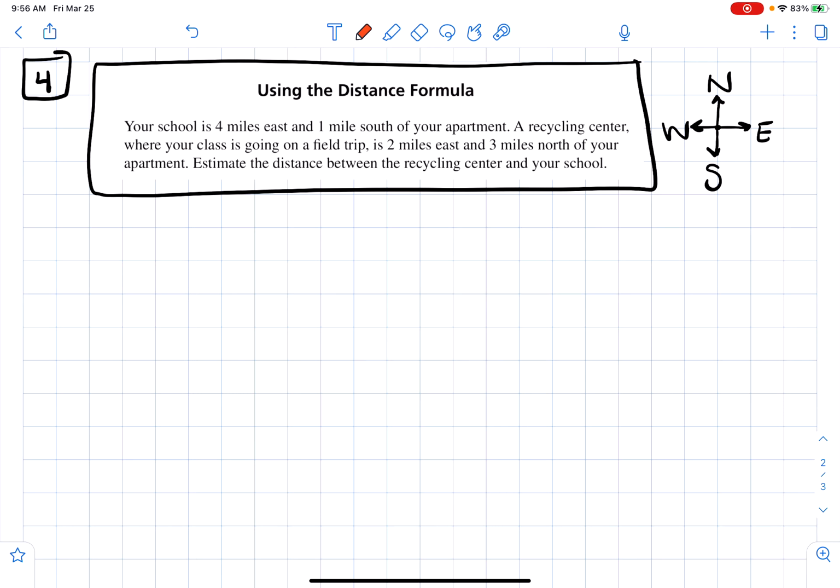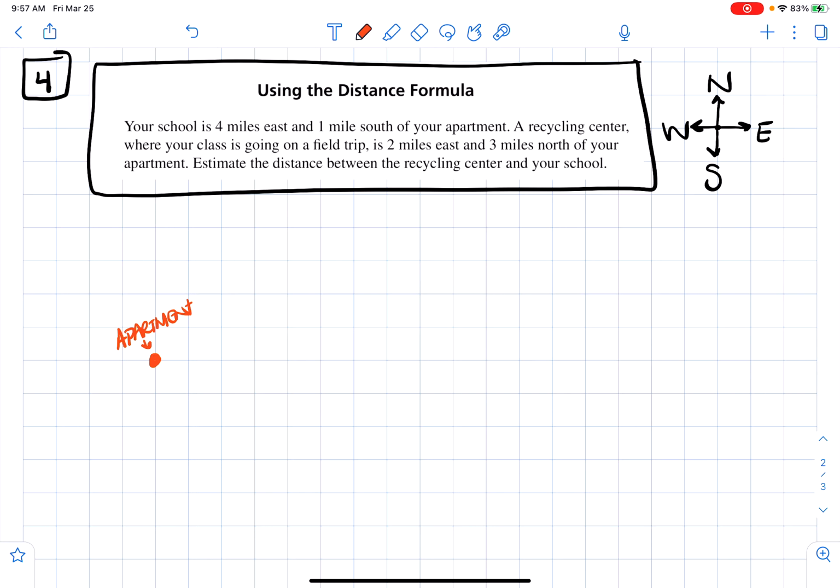Okay, so first things first, you have to know north, south, east, west. So I drew you a little map over here. North is up, south is down, east is right, west is left. So let's go ahead and put your apartment somewhere on the map. So your apartment is here. Okay, cool. There's our apartment. Your school is 4 miles east and 1 mile south.